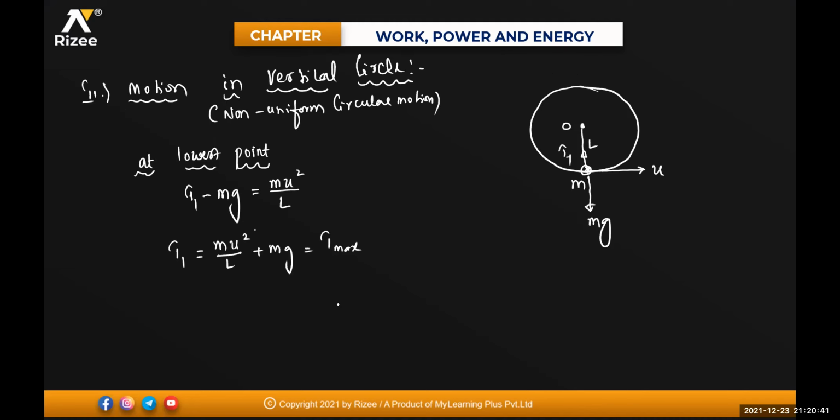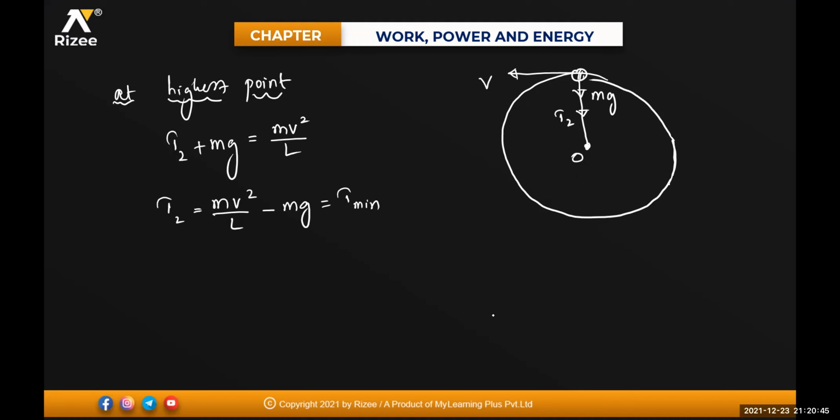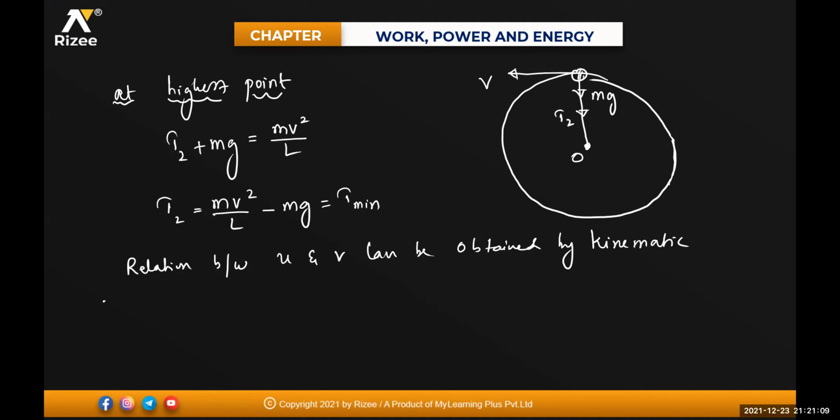Very important in the motion in a vertical circle. So the relation between u and v can be obtained from energy conservation, or else you can use the kinematic equation, beta. Okay, so a relation between u and v can be obtained by the kinematic equation.